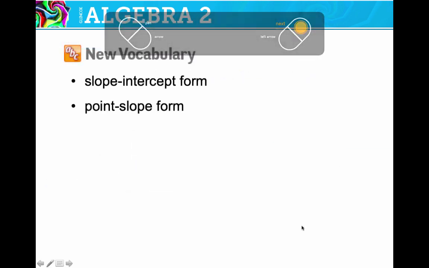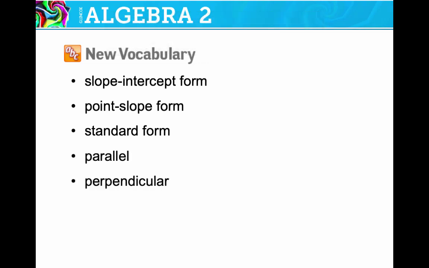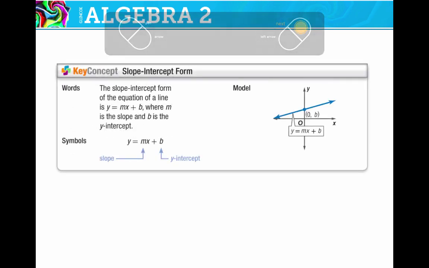Okay, here's our different forms we're going to talk about. Those are the three forms we have, and then we're also going to talk about parallel lines and perpendicular lines. We should remember parallel lines have the same slope, and then we have a special case for perpendicular as well. First one, slope-intercept form.